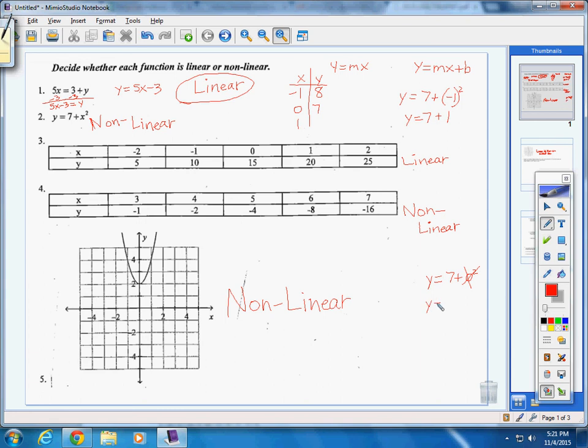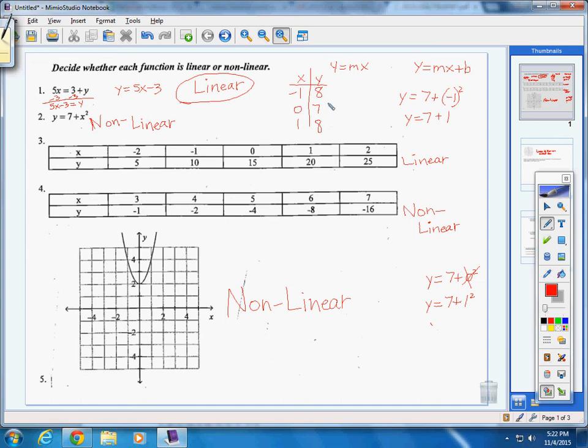Okay, let's plug in 1. Y equals 7 plus 1 squared. Well, what's 1 times 1? It's 1. So 7 plus 1 is 8. So this is (1, 8).